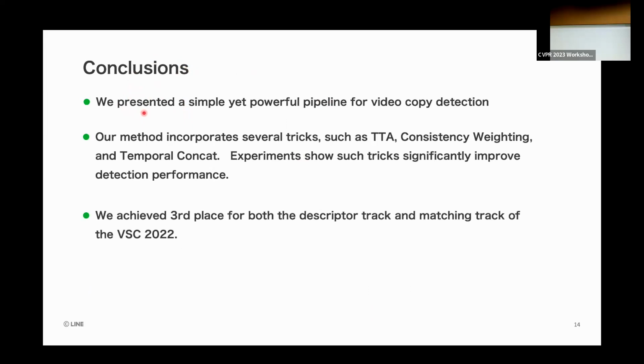Finally, our conclusions. We presented a simple yet powerful pipeline for video copy detection. Our method incorporates several tricks such as TTA, consistency weighting, and temporal concatenation. Experiments show such tricks significantly improve detection performance. We achieved third place for both descriptor track and matching track of the VSC 2022. And that's all. Thank you for your attention.